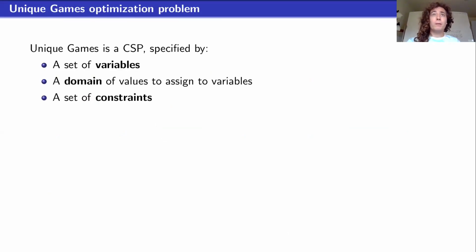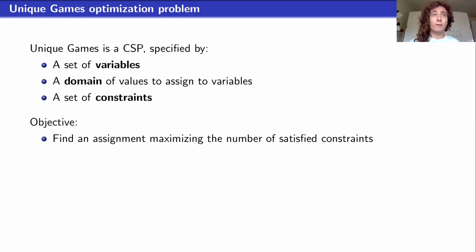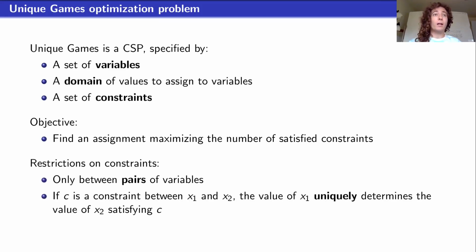So the problem that this paper is concerned with is unique games. And unique games is a CSP, which means it has a set of variables, a domain that those variables take values in, and a set of constraints that are applied to those variables. And as always, the objective is to find an assignment of variables to values in your domain, satisfying a maximum number of constraints. And for unique games, there are restrictions on what kind of constraints can occur. They can only be between pairs of variables, and they have to be of the following form. If you have some constraint C between a pair of variables x1 and x2, the value of x1 uniquely determines the value of x2 that will satisfy C.